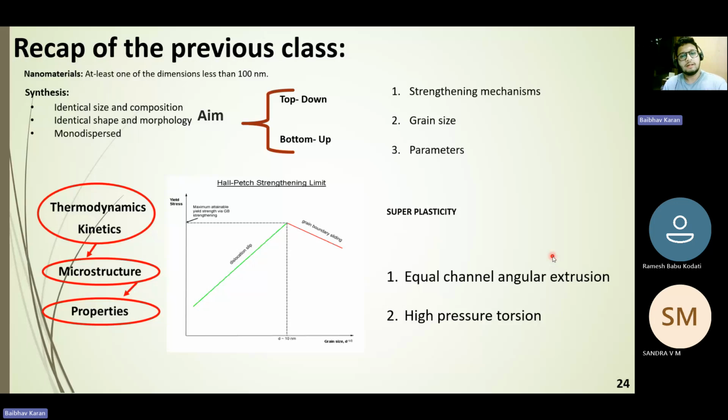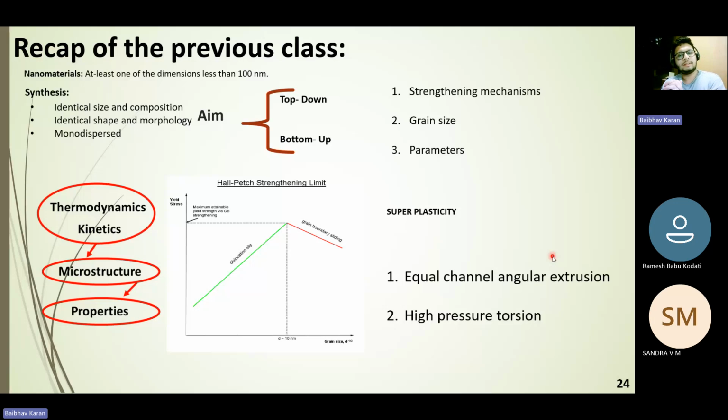So the equal channel angular extrusion and high pressure torsion are applied to a material in such a way that nanograins are produced without changing the surface morphology or the size of the material. So this will help in our applications.